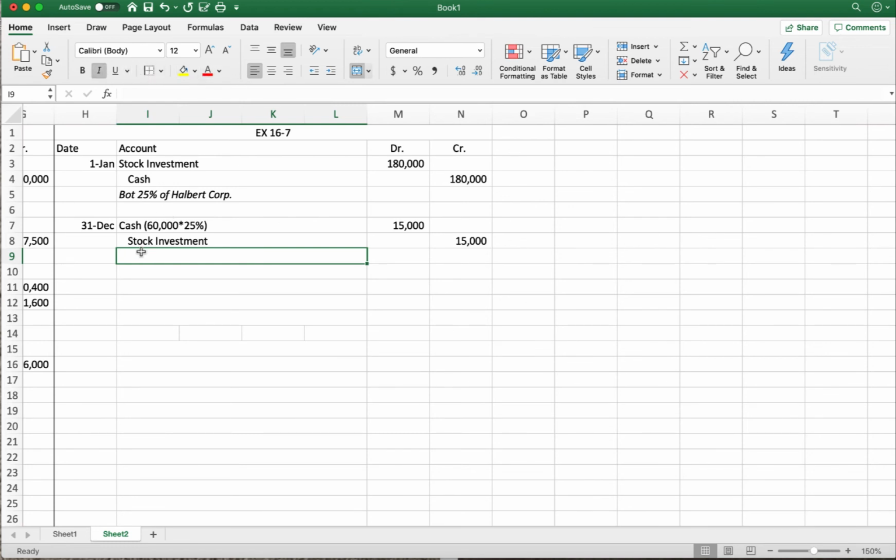And again, if you're curious what you should write here, we could say received 25% of Halliburton's $60,000 cash dividend.